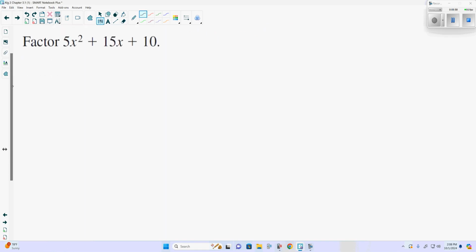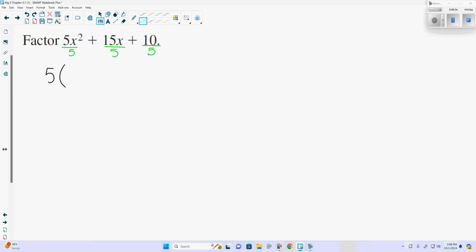So if we look at this first one here, 5x squared plus 15x plus 10. Is there a greatest common factor between all three terms? And it is 5. So when we factor it out, we'll have 5 parentheses. Now when we factor something out, really what we're doing is moving it out front and dividing every term in the expression by that term. So since we factored 5 out of this 5x squared plus 15x plus 10, we're dividing every term by 5.